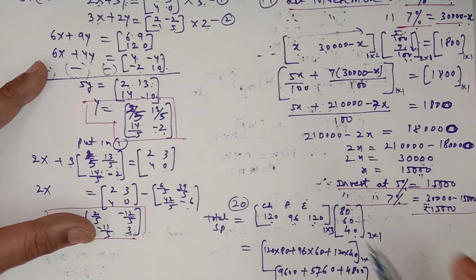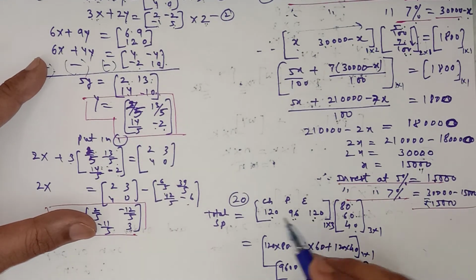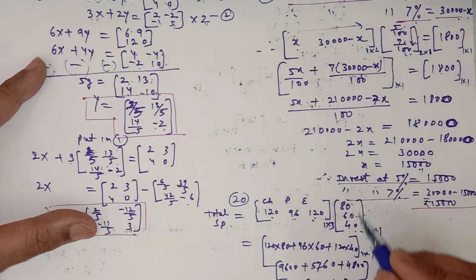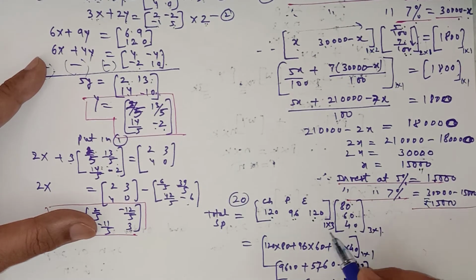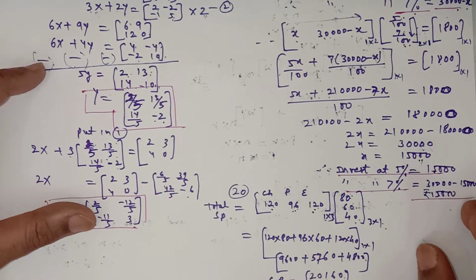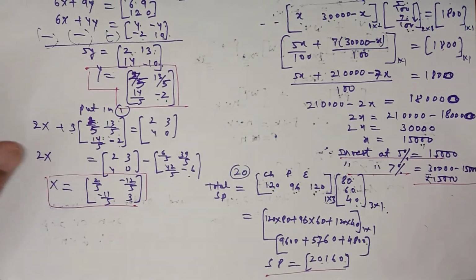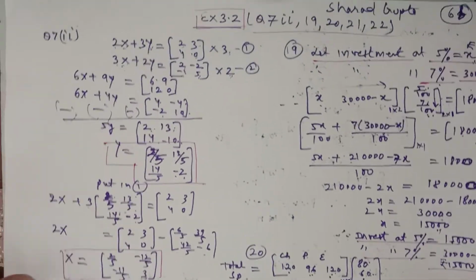The total selling price will be only one value. So I converted this into a row matrix and this into a column matrix, 1 by 3 and 3 by 1. The number of columns equals the number of rows, so we get a 1 by 1 order matrix. That is, first row, first column: 120 into 80 plus 96 into 60 plus 120 into 40. So we get 20,160, that is, 20,160 is the selling price of these books.